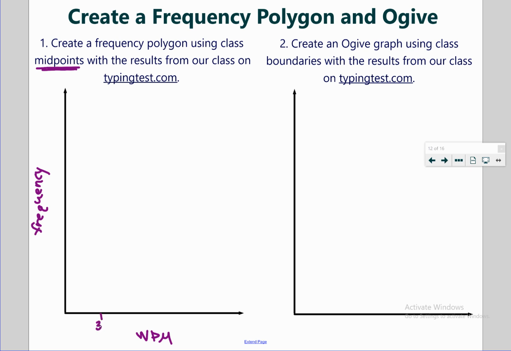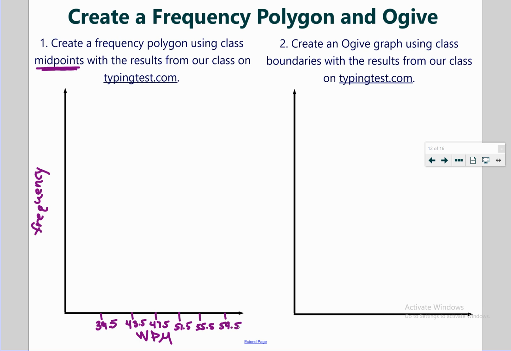So 39.5, increasing by 4, we had 6 of them, so 43.5, 47.5, 51.5, 55.5, 59.5. So that's 6: 1, 2, 3, 4, 5, 6.